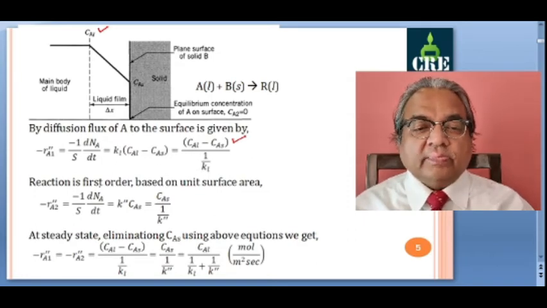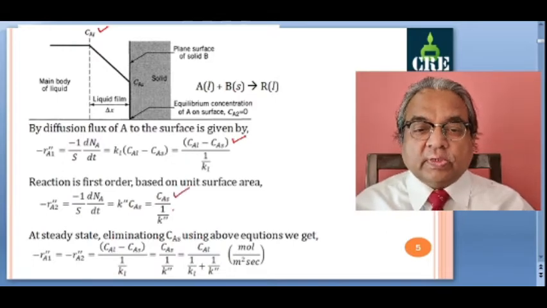So 1 upon kl. Rate of reaction, if you consider the first order reaction, we can write this as minus Ra2 double prime, minus 1 upon S dNA by dt, so K double prime CAS. In fact, it is CAS minus CAE, and CAE equilibrium is 0. So gradient CAS divided by resistance is 1 upon K double prime, reciprocal of this first order rate constant.